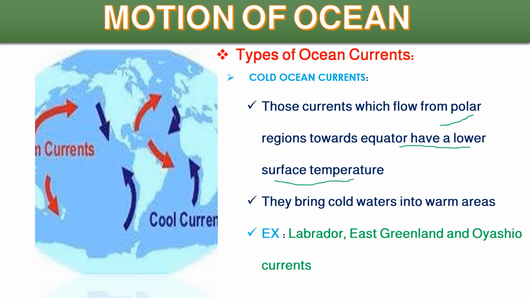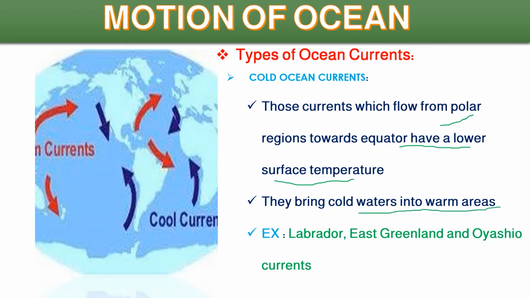You know that the polar surface has deposits of ice. So of course that area is the coldest region on the surface of the earth. So the ocean currents originating in the polar region are cold currents. They bring cold waters into warmer areas, that means the equatorial region.